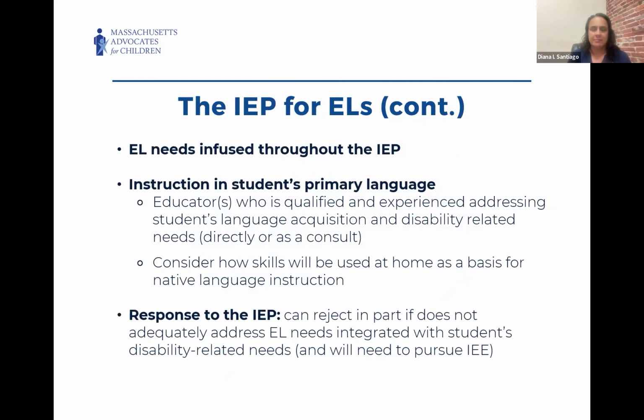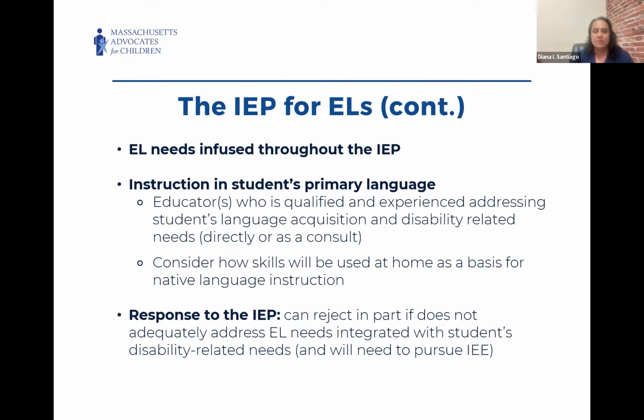Next slide, please. This is again, more on the IEP for English learners, that students' EL needs should be infused throughout the IEP to the extent that they do intersect or interrelate with their disability-related needs. In some cases, this means instruction for the student in their primary language, the student with a disability, and which maybe is going to require an educator who's qualified and experienced addressing that student's language acquisition and disability-related needs, either directly or if it's with a bilingual paraprofessional, they're going to need to be closely supervised and provided with training on what their role is in relation to that, addressing that student's disability-related needs while they're learning English.